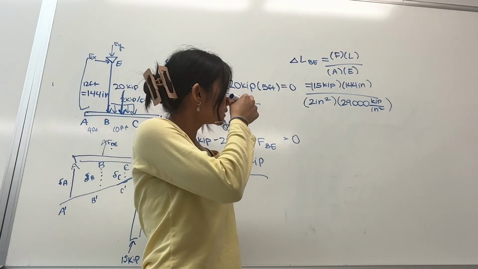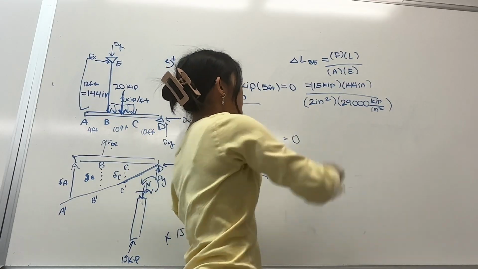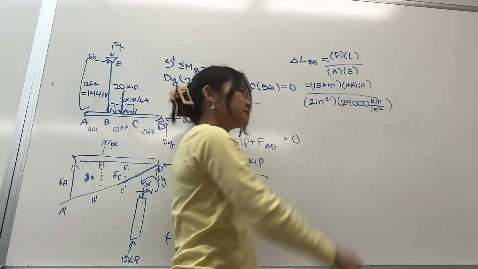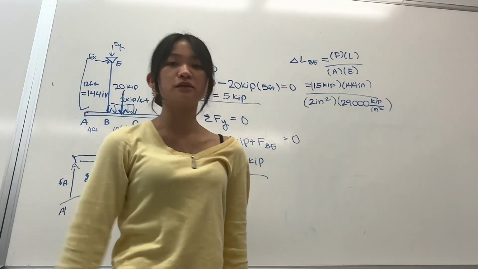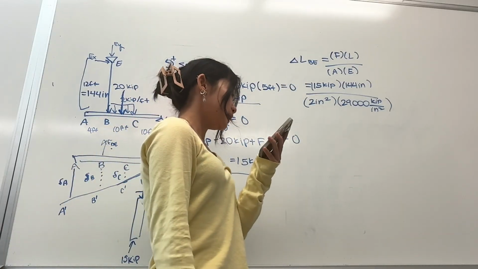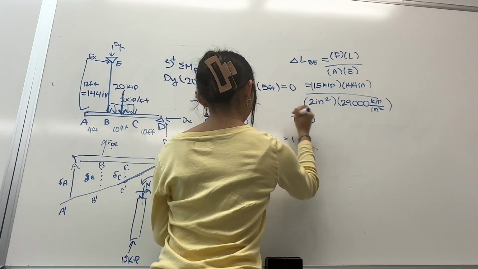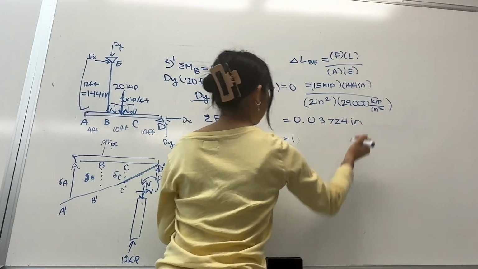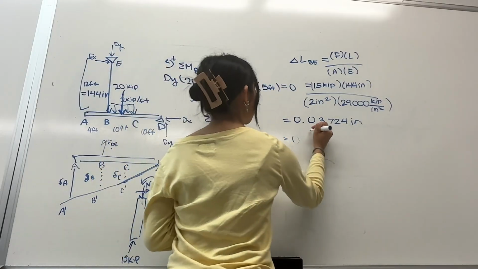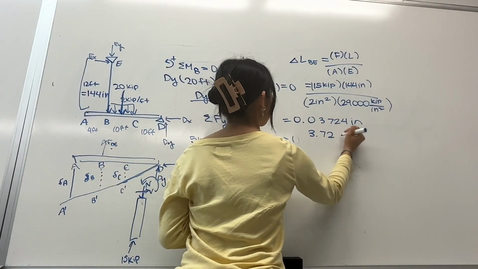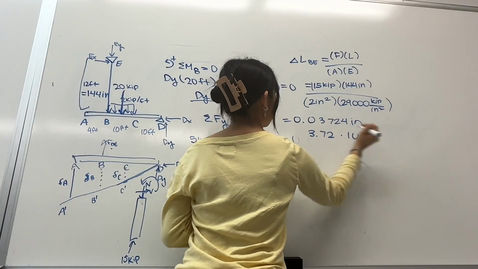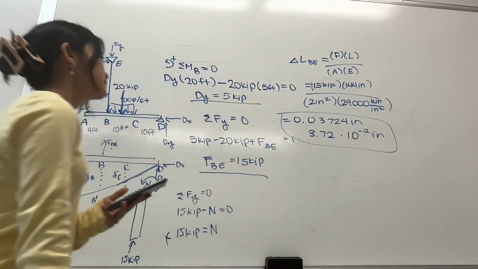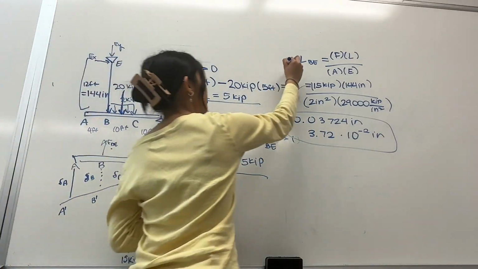So inches and inches would cancel, and then kip and kip would cancel, which leaves only inches, which makes sense because a change in length would be in terms of inches, right? So that is 0.0372 inches, or we could say 3.72 times 10 to the negative 2 inches. So either or.